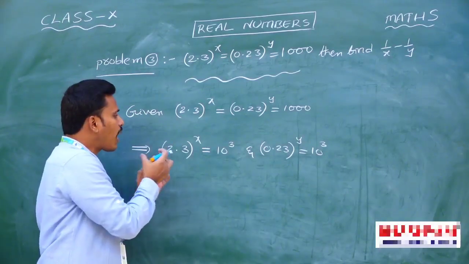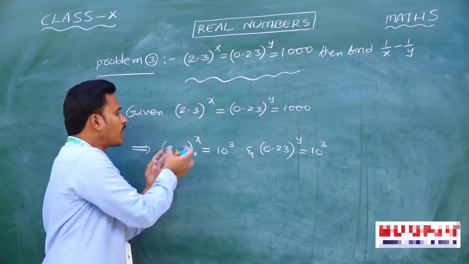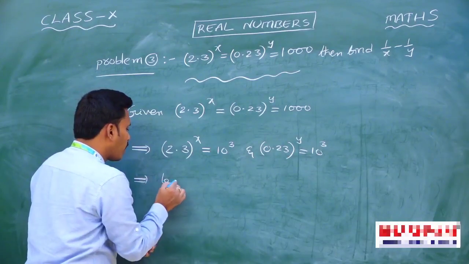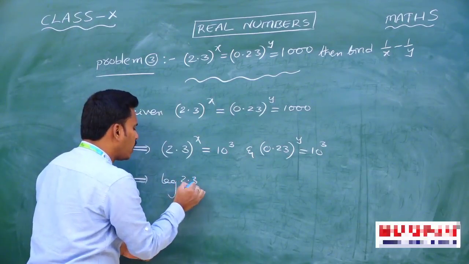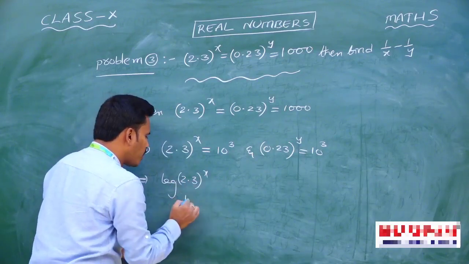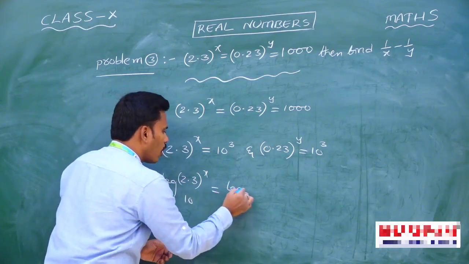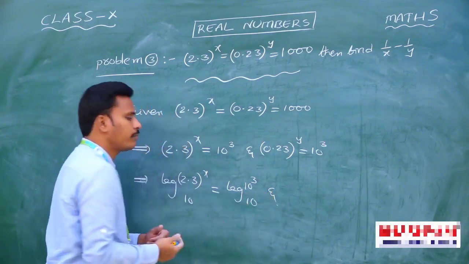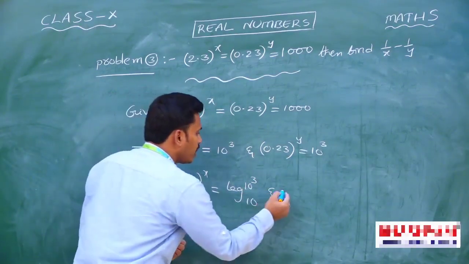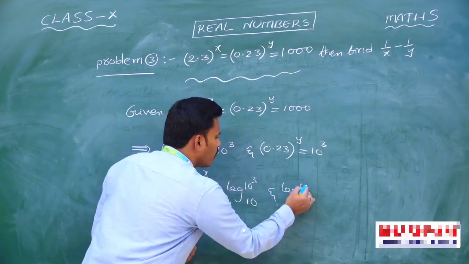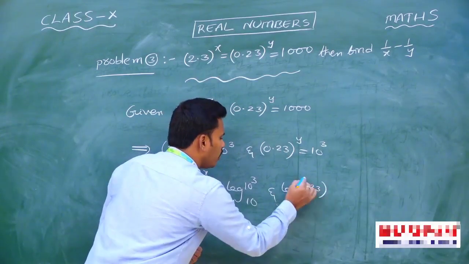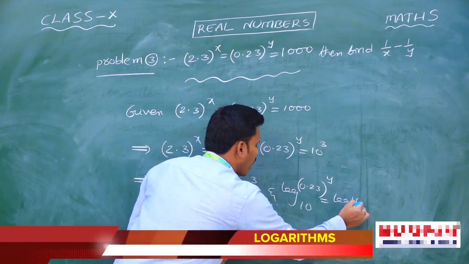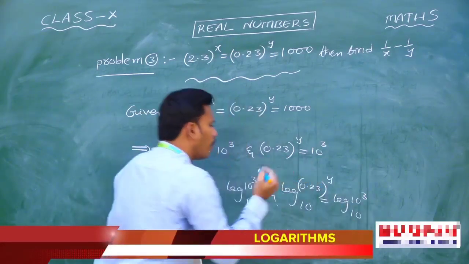And now you just apply logarithm for each and every term here. This implies logarithm of 2.3 power x base 10 is equal to logarithm of 10 cube base 10. And in the next step, logarithm of 0.23 power y base 10 is equal to logarithm of 10 cube base 10.